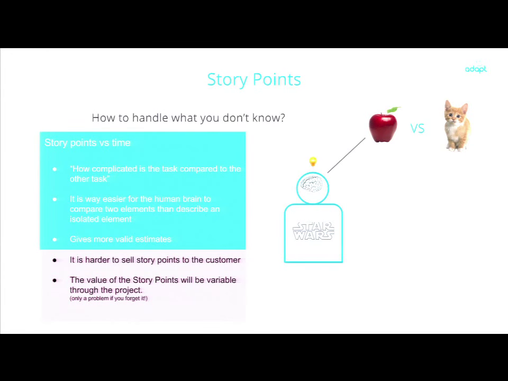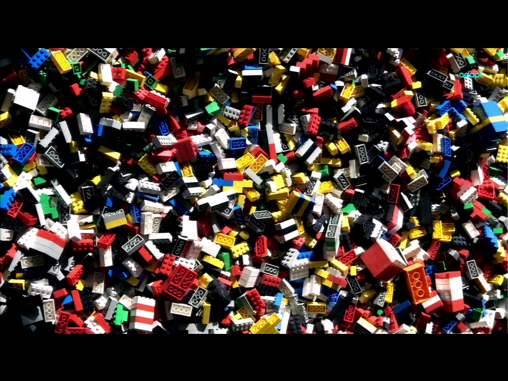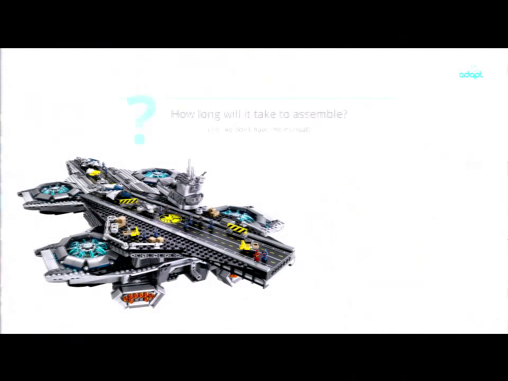So, a small exercise here I'd like to do. I'd like to ask you first, how many of you have played with Lego when you were a kid? Fantastic. So now we've collected a bunch of experts in Lego. So the next thing should be quite easy. I'd just like to ask you, this model I have here, how long will it take to assemble it? I know you don't have the manual. Any guesses?